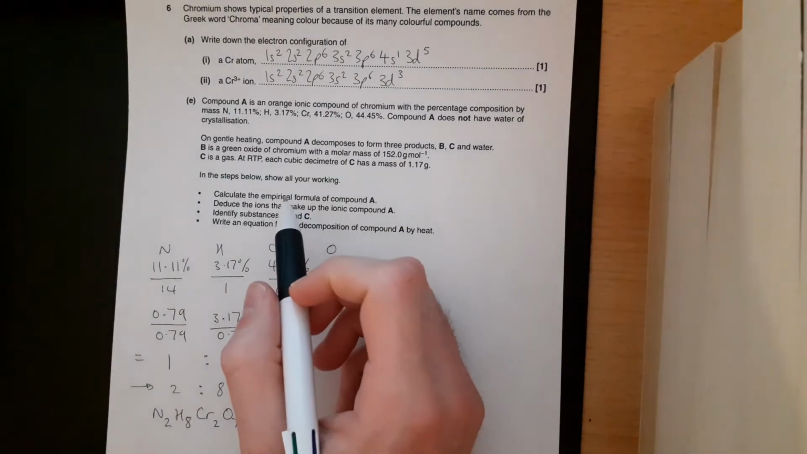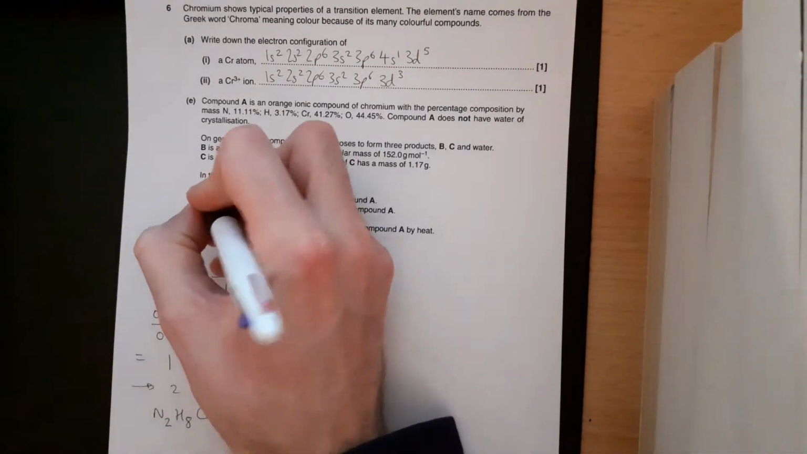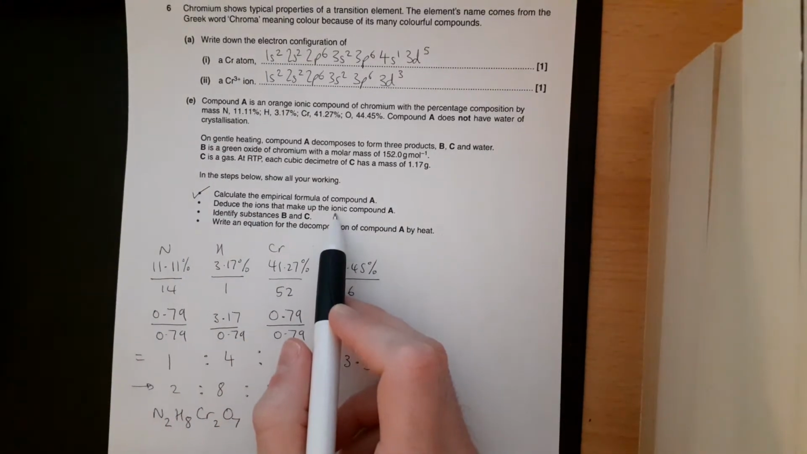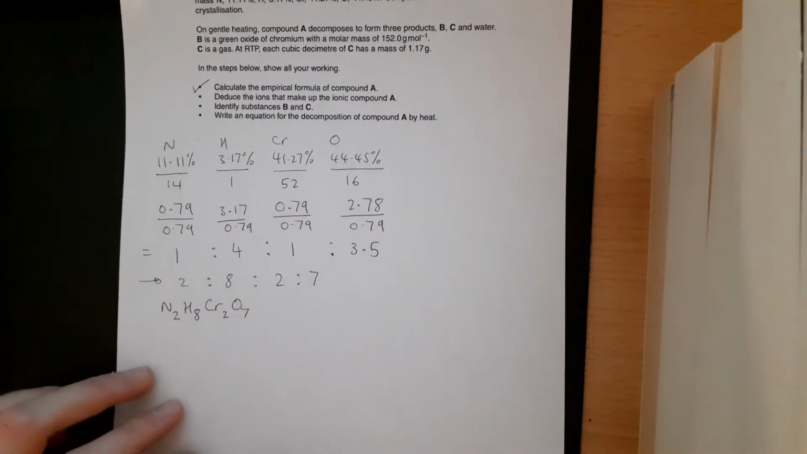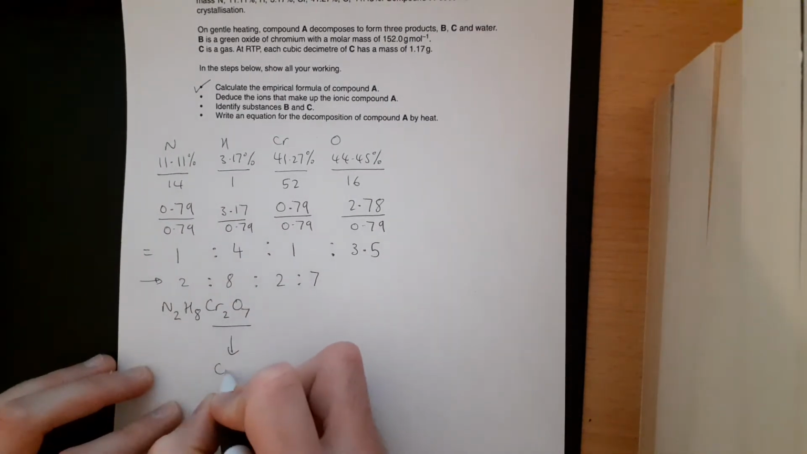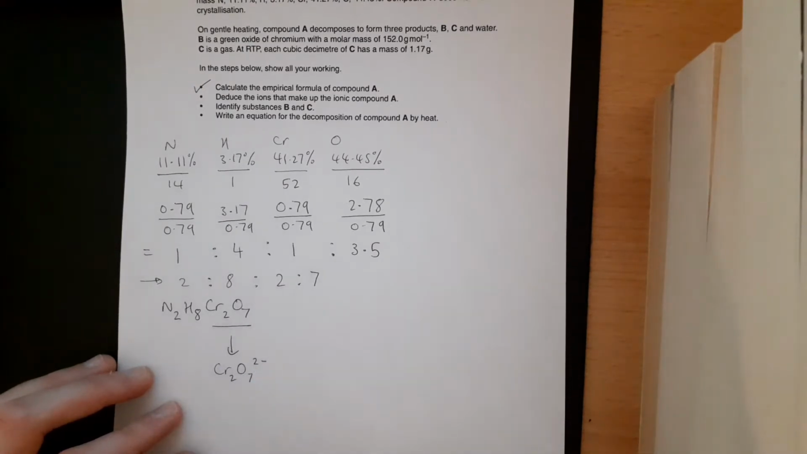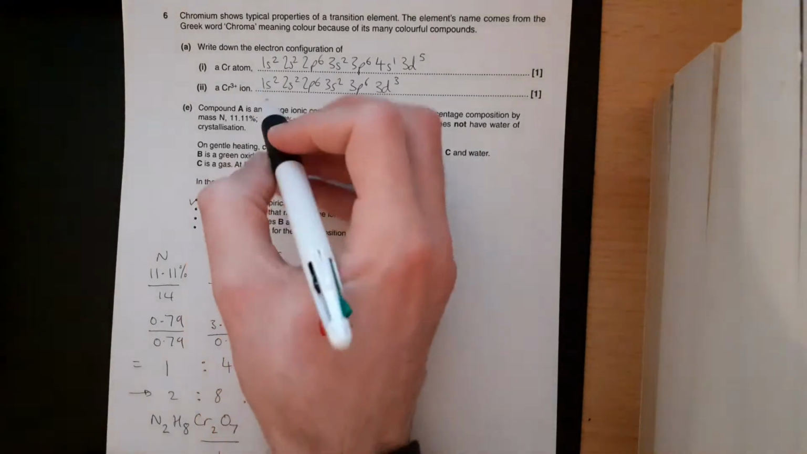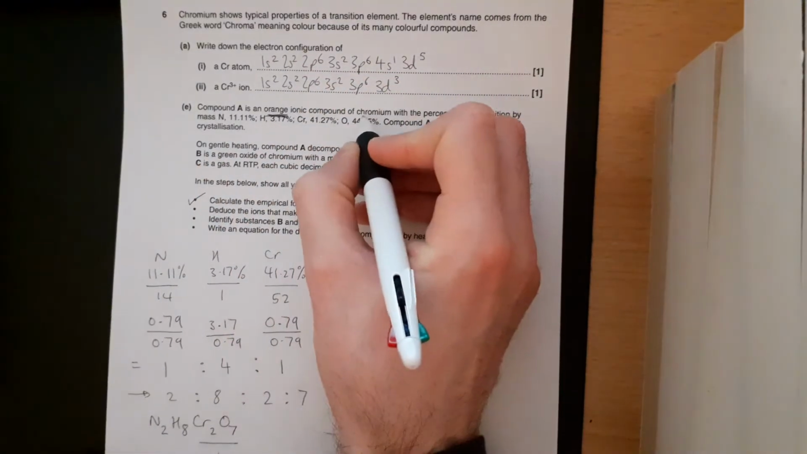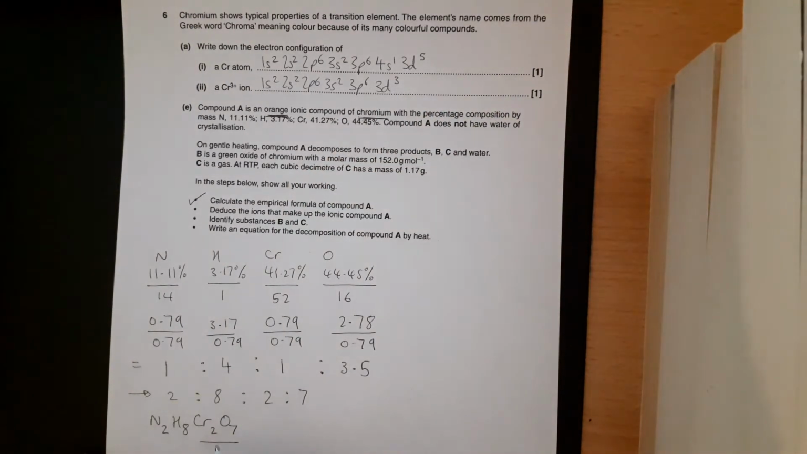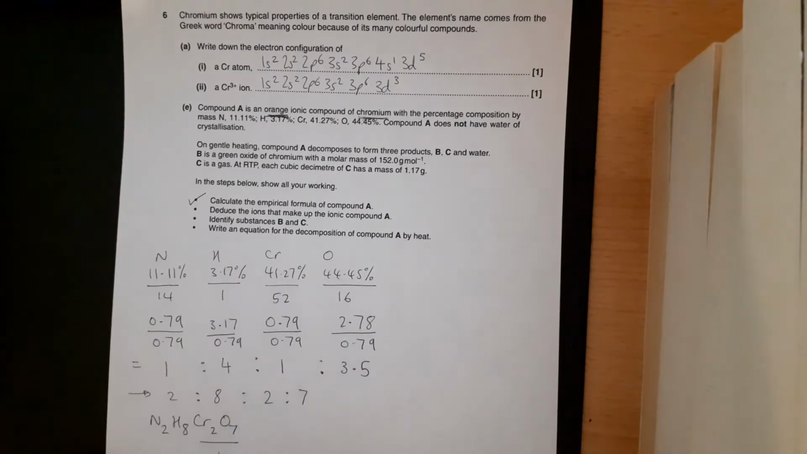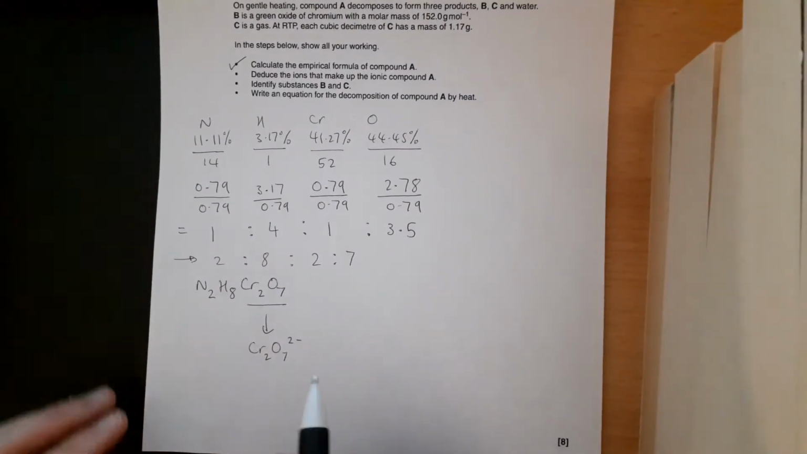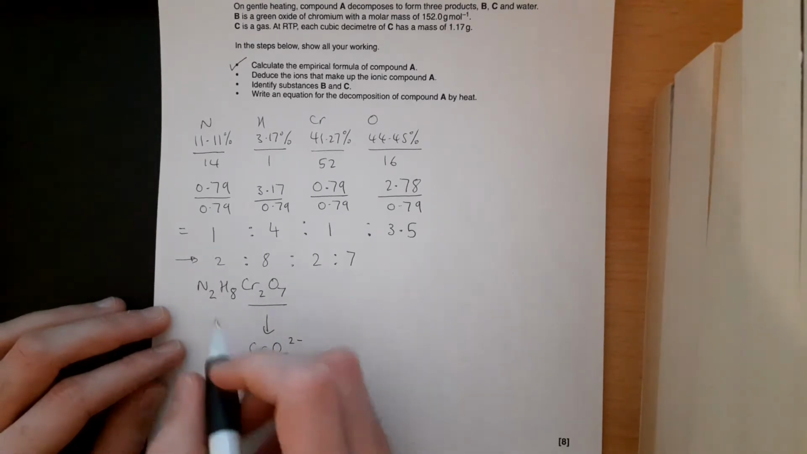Let's go back and look up here. Calculate the empirical formula, we've done that. Deduce the ions that make it up. Okay, let's do that now. This should look familiar to us. Cr2O7, we know what that is: that is our Cr2O7 2- dichromate ion, which actually makes sense. If we go right back up here, it said it's an orange ionic compound of chromium. We're familiar with that from organic: you get this colour change of orange to green with dichromate ions. So that fits nicely. Therefore, if that's 2-, this has got to be 2+. So we've got what?